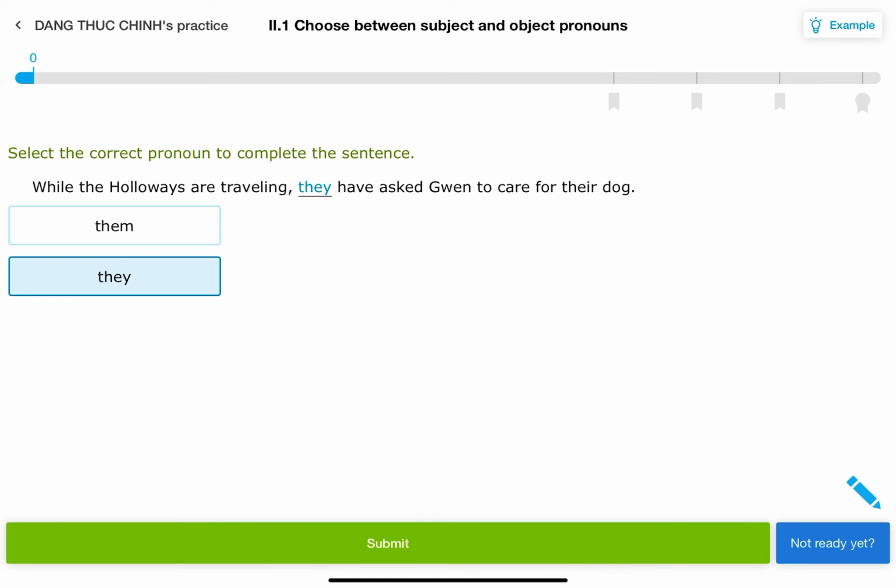So here, while the Holloways are traveling, that's one clause. And for this part, we would just look at the part after the comma. We definitely use they, because here they is used as a subject.